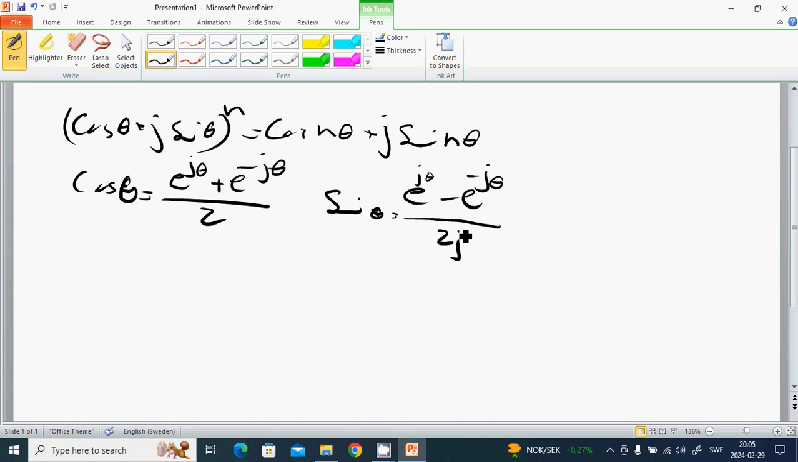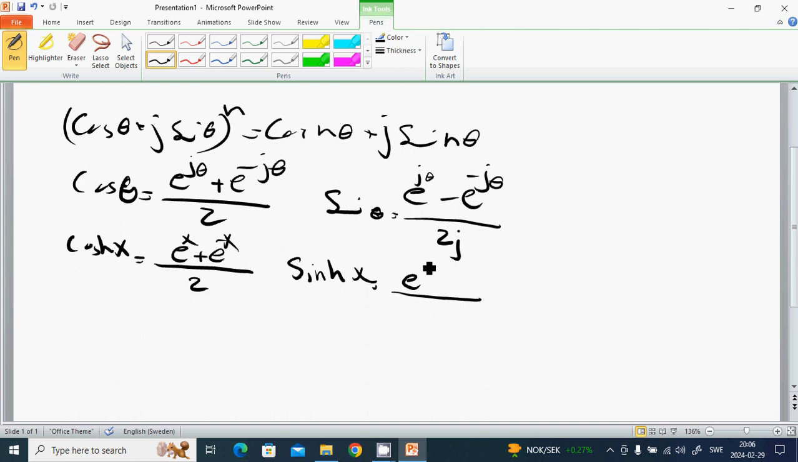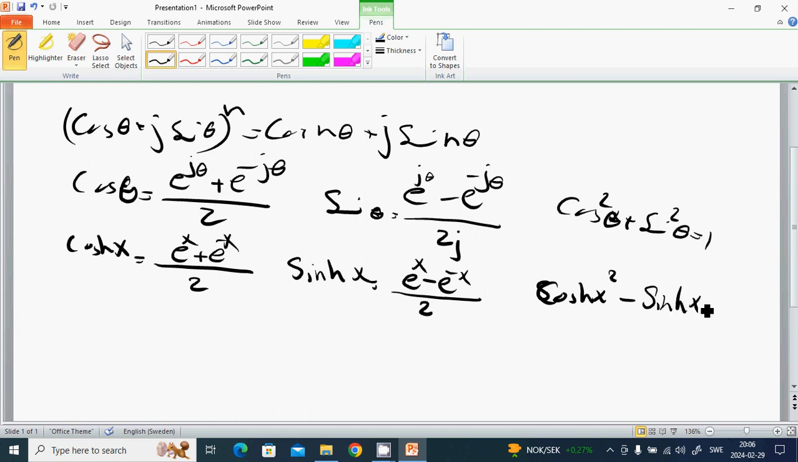And also we can compare this with the hyperbolic cosine: cosh x equals (e to the power of x plus e to the power of minus x) divided by 2, and sinh x is (e to the power of x minus e to the power of minus x) divided by 2. And we know that cosine squared theta plus sine squared theta is 1, and here cosh squared x minus sinh squared x equals 1.